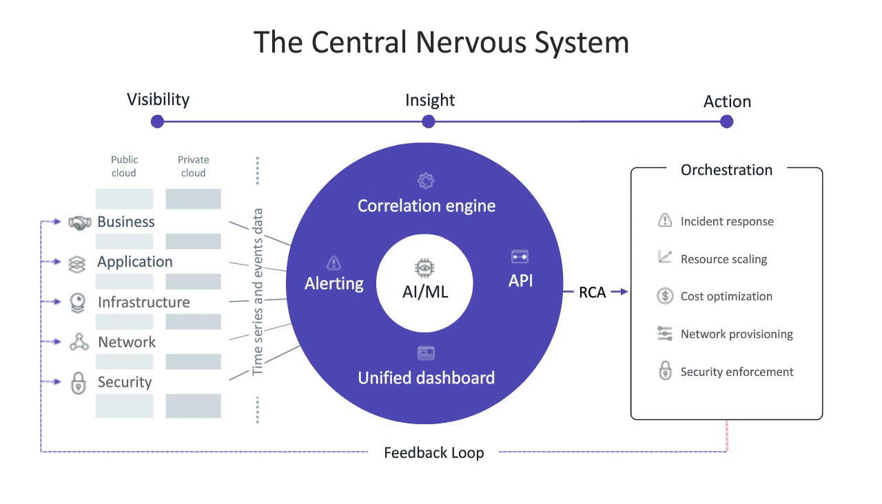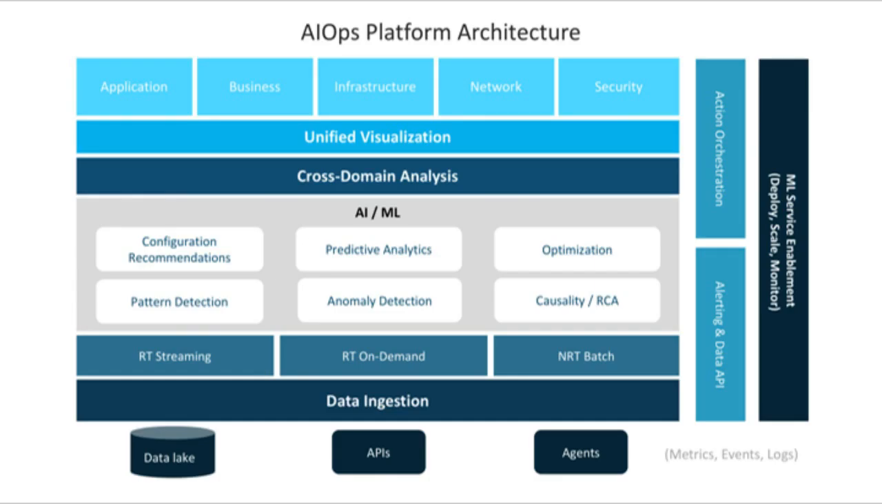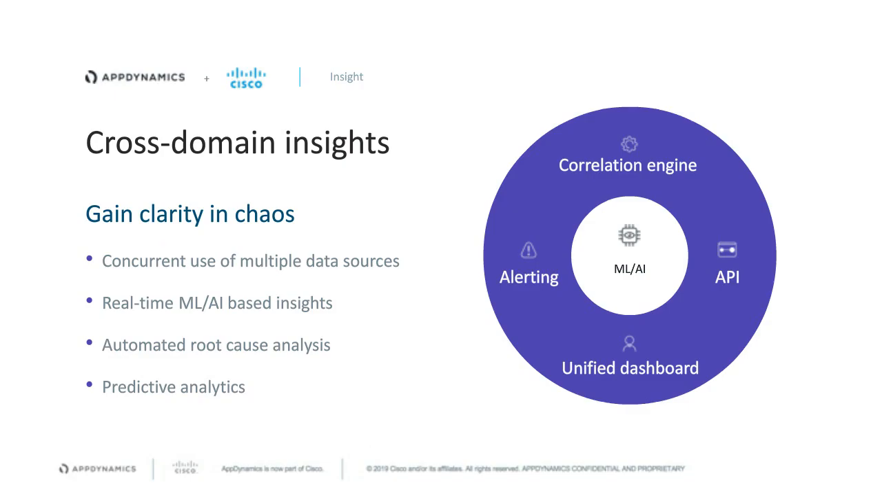Now, let's take a close look at the technology stack. The ML AI engine continues to baseline performance, detect anomalies, automate root cause analysis, and predict future performance. This enables us to provide clarity for our customers in the chaos of all of this data and drive automated root cause analysis. Now let's take an example of a mobile banking app used to transfer money. I believe that this is a story we can all relate to with all of you on the webinar today.